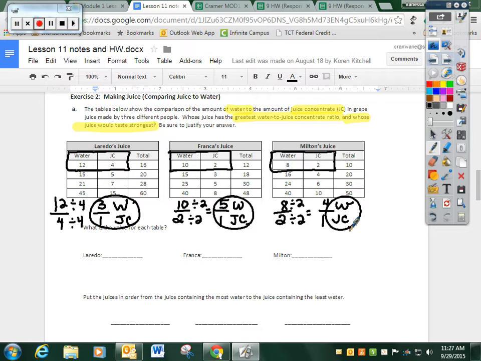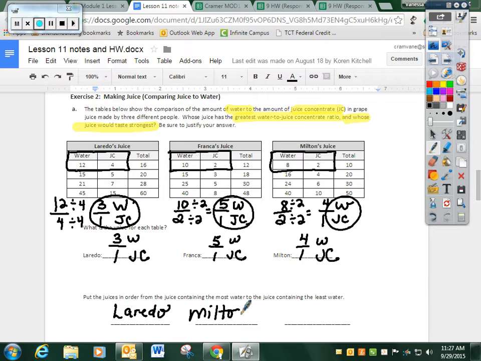Okay, so the juiciest or the strongest tasting is going to be the one with the lowest amount of water. So Laredo has a 3 to 1 water to juice concentrate. Franca has a 5 to 1 water to juice concentrate. And Mr. Milton has a 4 to 1 water to juice concentrate. So the juiciest juice, or the one with the least water, is Laredo's. The next juiciest will be Milton's. And finally, since Franca has the most water, hers will taste the most watered down. Okay?